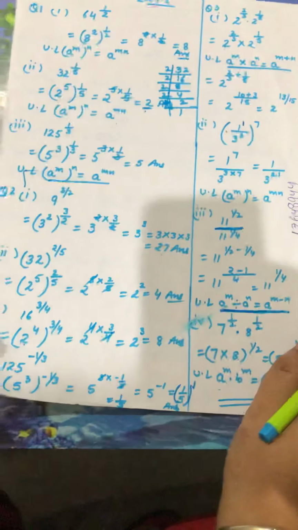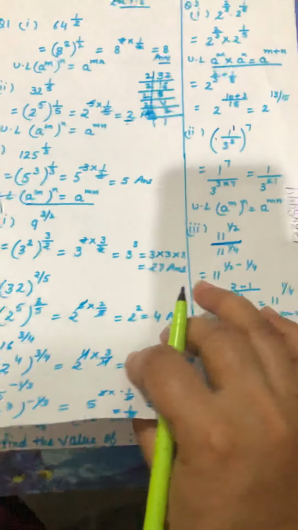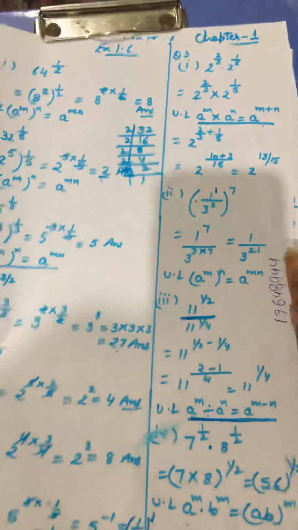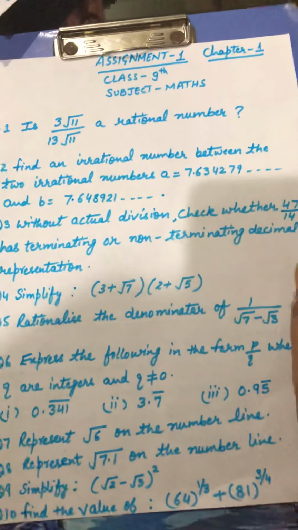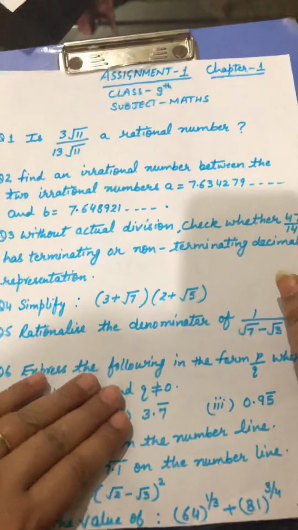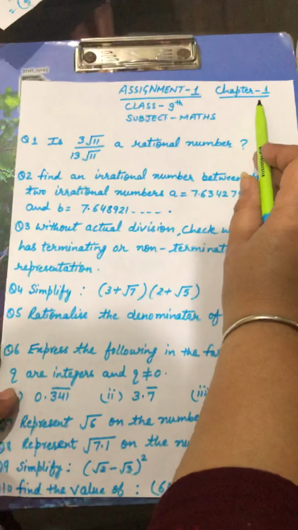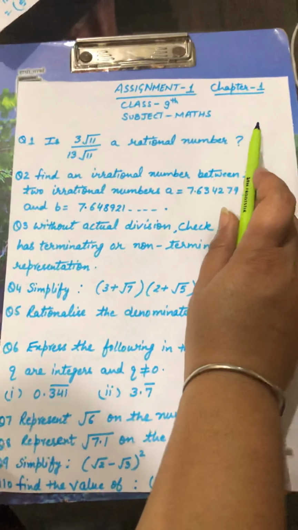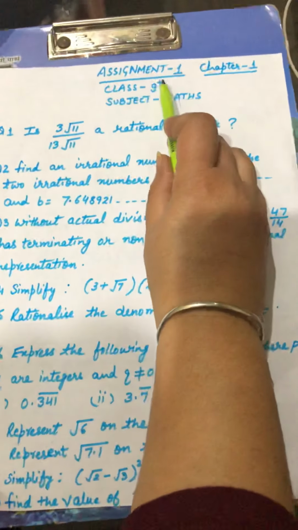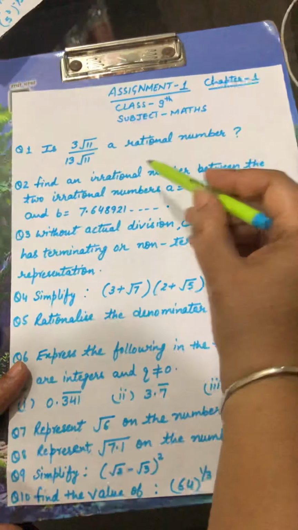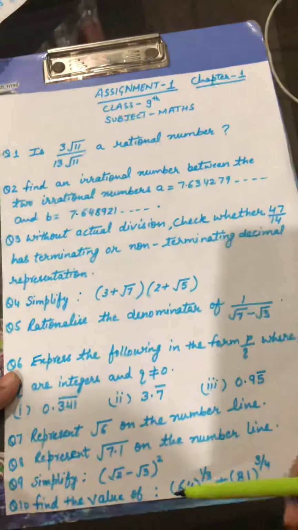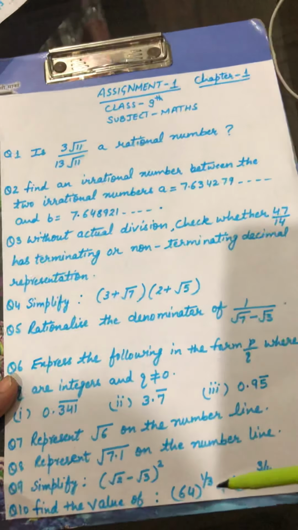So this completes your exercise 1.6 and as well as we have completed chapter 1 also. So I hope you will be completing it in your homework, and along with this exercise you have to do assignment 1 of chapter 1 as homework. Assignment 1 of chapter 1 also. So there are 1 to 10 questions. So you have to complete this in homework.